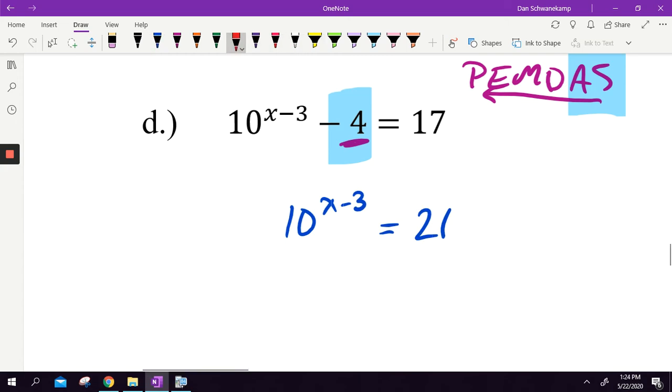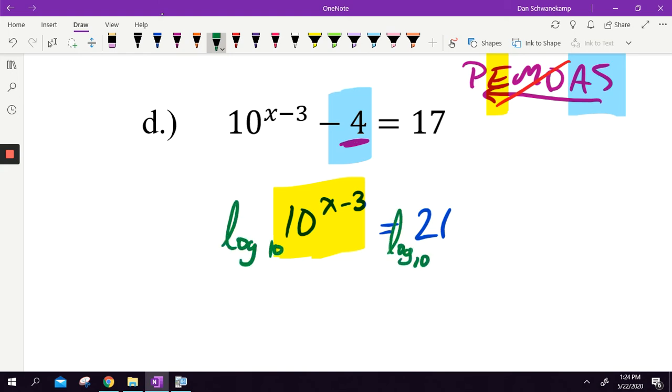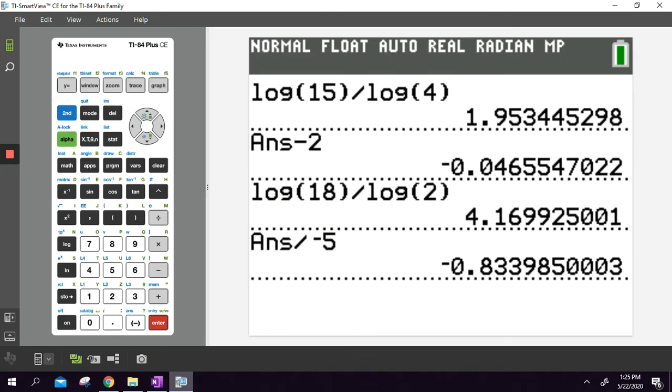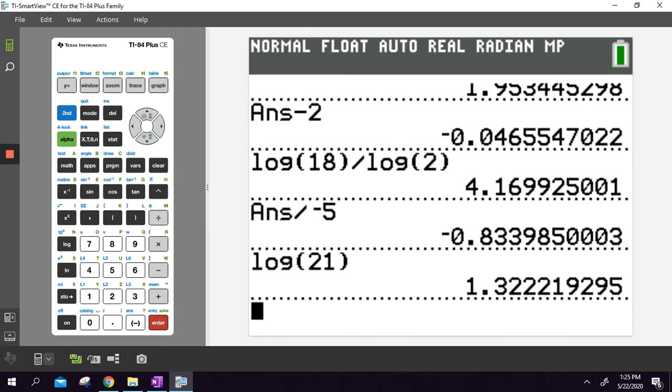I do not have a multiply divide step. What I do have, though, is an exponential step. How do I get rid of an exponential? A log. Log base 10. Now, hopefully you recognize it's silly to do log base 10 because it is already log base 10. So if I want to do log base 10 of 21 over here, all I really need to do is log of 21 because it's already written as a base of 10.